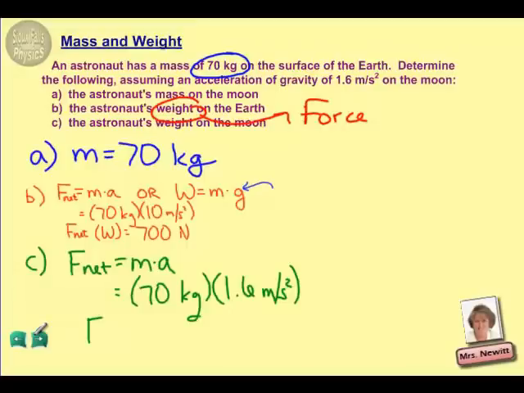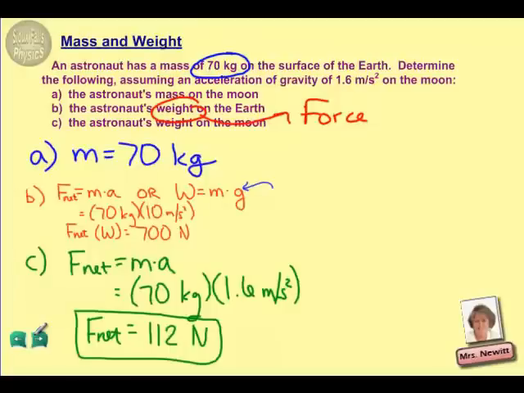Compare that, by the way, to 9.8, and you can see why things would feel much less weight on the moon. If we multiply those out, we get 112 newtons as the astronaut's weight on the moon. So while on Earth, gravity pulls down on him with 700 newtons, but on the moon, gravity there would only pull with 112 newtons.